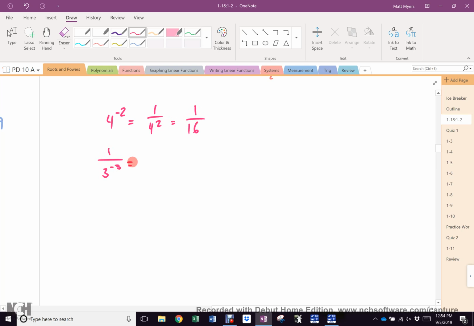Mantaj. 3 cubed over 1. Which is 27 over 1, which is 27. Yeah? Okay. So what then is 4 to the negative 2 over 3 to the negative 3?